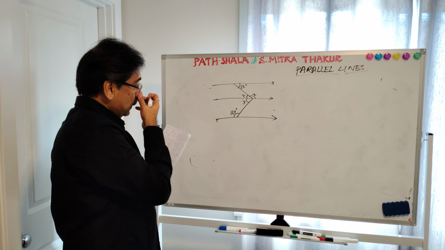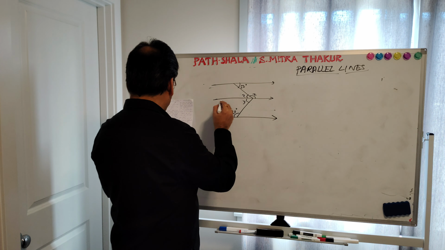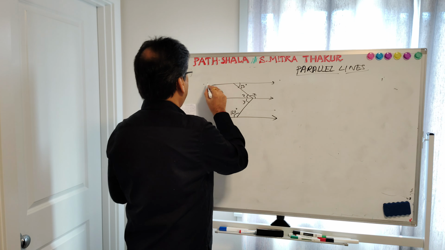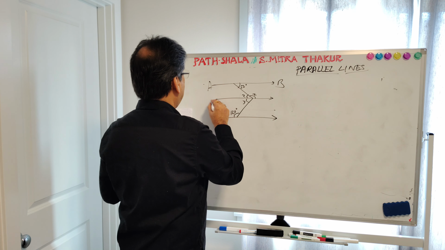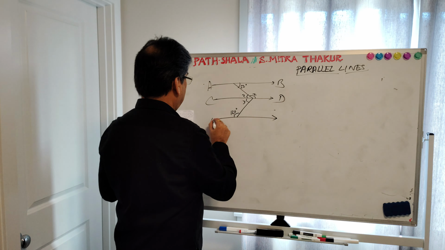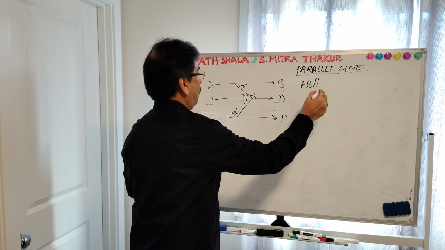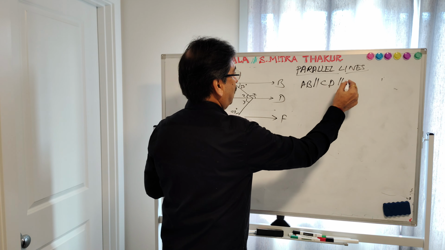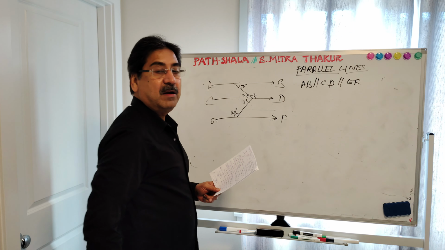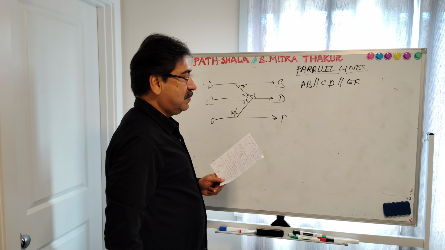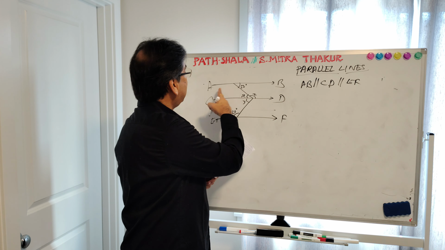Right? So if it is the parallel lines, it is given that AB, CD, EF. Here AB is parallel to CD parallel to EF line. These three lines are parallel, and these are the transversal. So this is X.